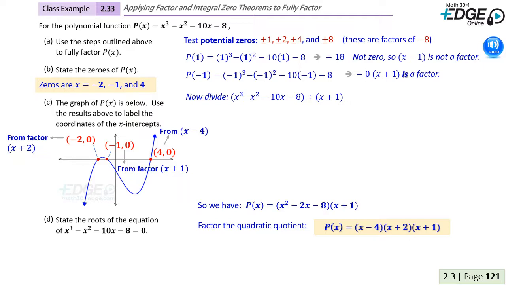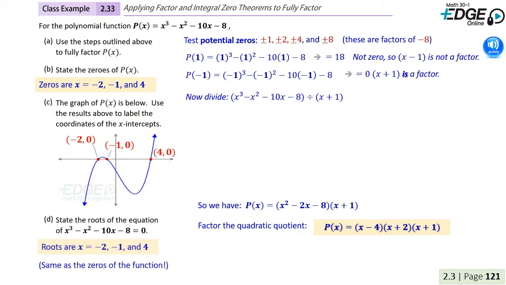We can use these values to label the x-intercepts on the graph, and can also use these to determine the roots of the corresponding equation. Notice this is an important moment for vocabulary. P of x equals x cubed minus x squared minus 10x minus 8 is a relation between x and an output of p of x. Think of it as x and y. And because it is a type of relation that is a function, we call it a polynomial function.